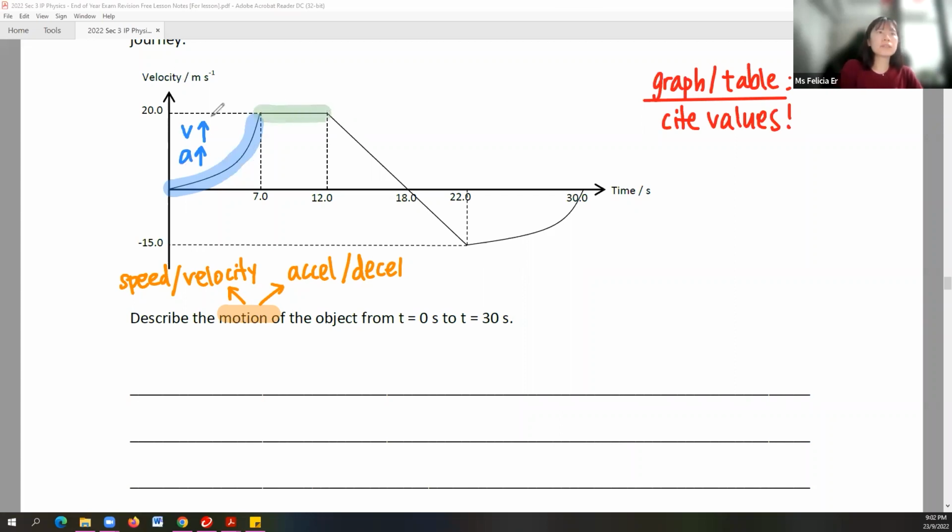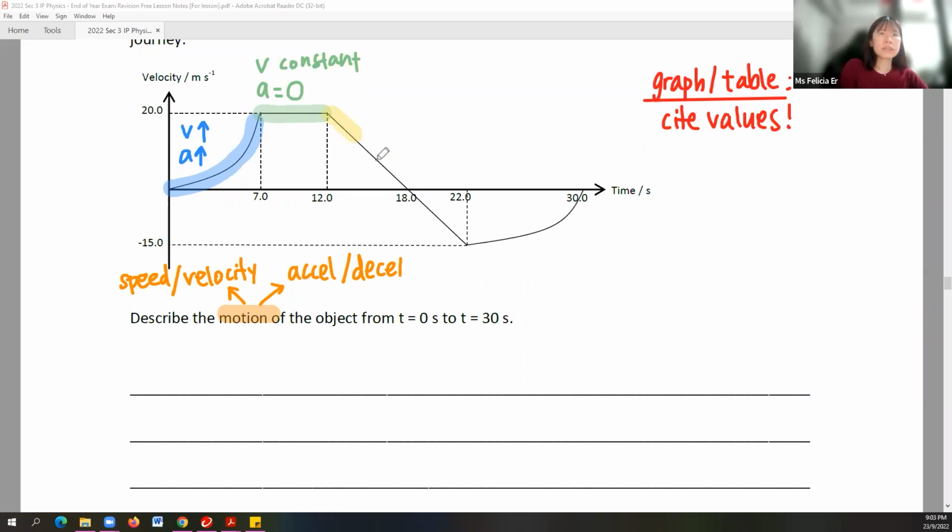Same thing, let's check the velocity, because the first point always talks about velocity. The velocity this time around is constant, and again state the value: 20.0 m s^-1. Next, can you tell me what happened to the acceleration? The acceleration is 0, correct, because the gradient is 0, a horizontal line. Good.